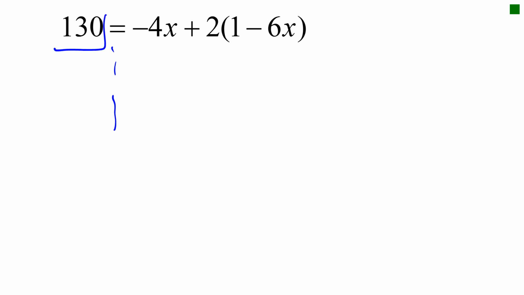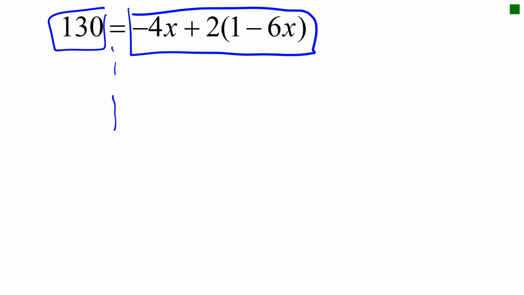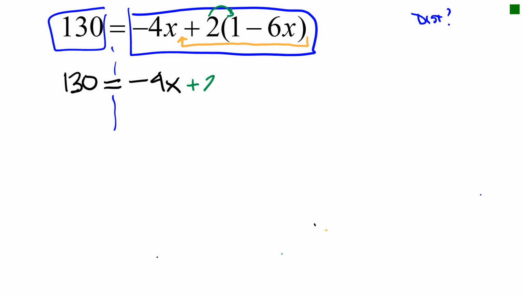Left side, 130. Right side, a mess. Remember, on the mess, the first question is distributive property. So I'm going to go, let's use yellow, from the parentheses and the number in front of it, including the sign. I'm not touching the 130, the equals, or the negative 4x. Bring all those down, then start making those rainbows. Positive 2 times 1 is a positive 2. A positive 2 times negative 6x is a negative 12x.